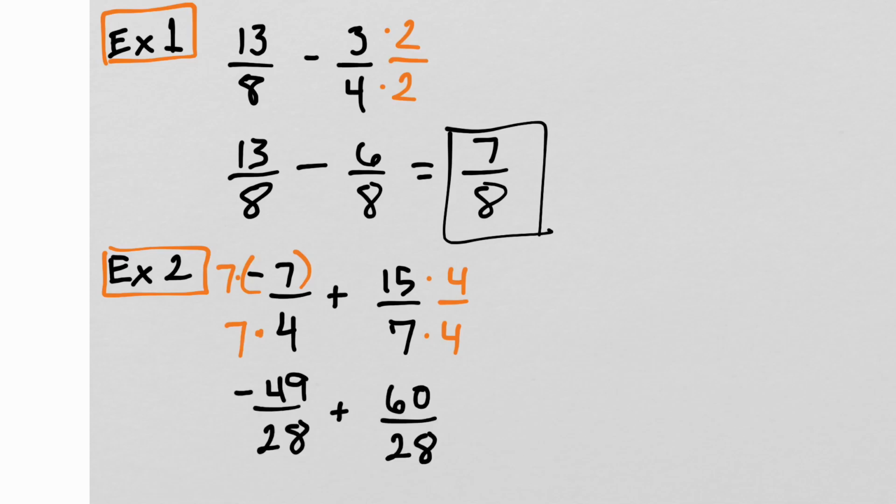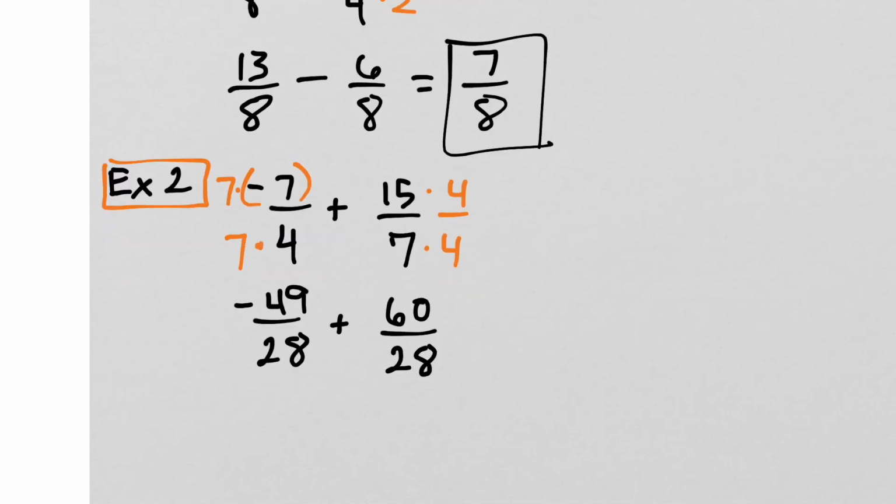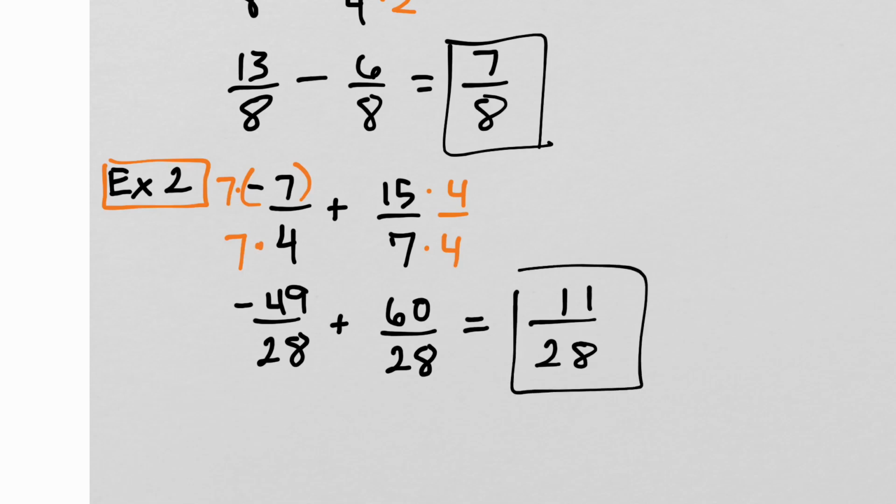negative 49 over 28 plus 60 over 28. Now they have a common denominator, so I keep the denominator, 28. And negative 49 plus 60, the 60 is bigger, so I'm going to subtract. They have opposite signs, so I'll subtract 60 minus 49. And that'll be positive 11 over 28 because the 60 is bigger and it's positive.